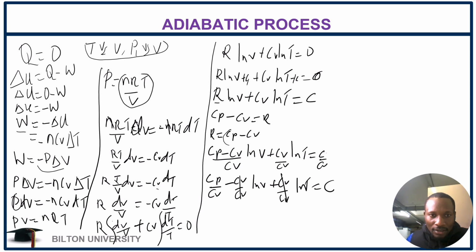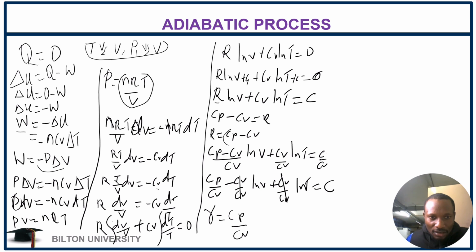This is the one. So in adiabatic process, we have what is called the adiabatic index, or the ratio between C_p and C_V, the molar heat capacity at constant pressure and the molar heat capacity at constant volume. This is what we call the adiabatic index, represented as gamma, which is equal to C_p over C_V.